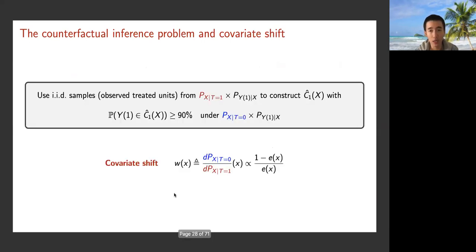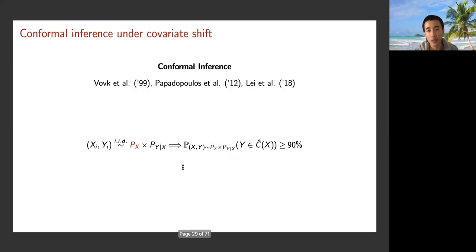So having said all of this, we reduce our goal into the following. We're going to use IID samples from one distribution to construct a predictive interval of y1 with correct coverage under another distribution, which has a covariate shift. And using the Bayes formula, we can show that the covariate shift is proportional to 1 minus propensity score divided by the propensity score. So the exact formula here is not very important. The crucial thing is this covariate shift is purely driven by the propensity score, or purely driven by the selection. And that's pretty much about the causal part of this talk.